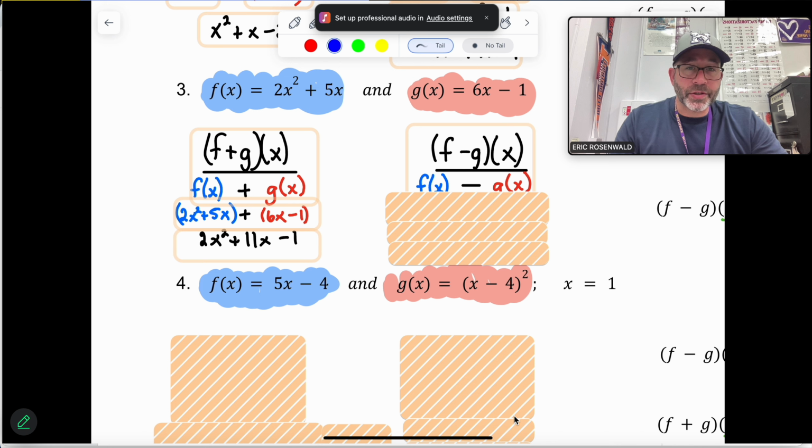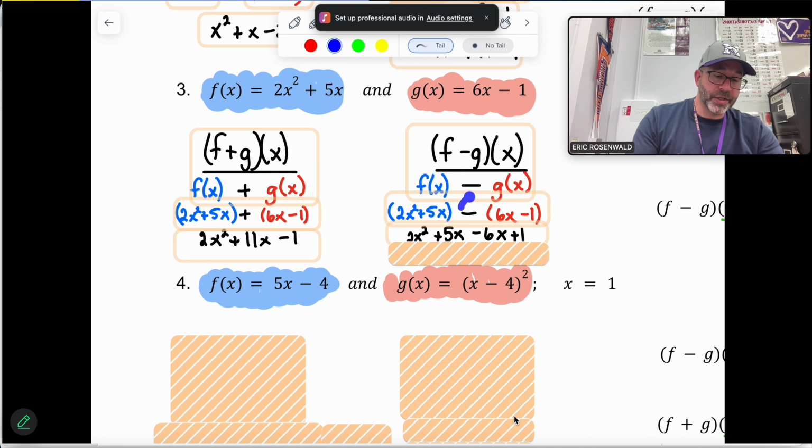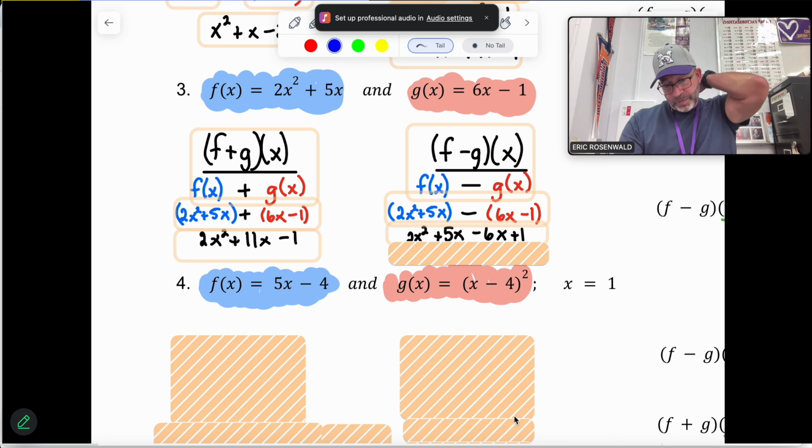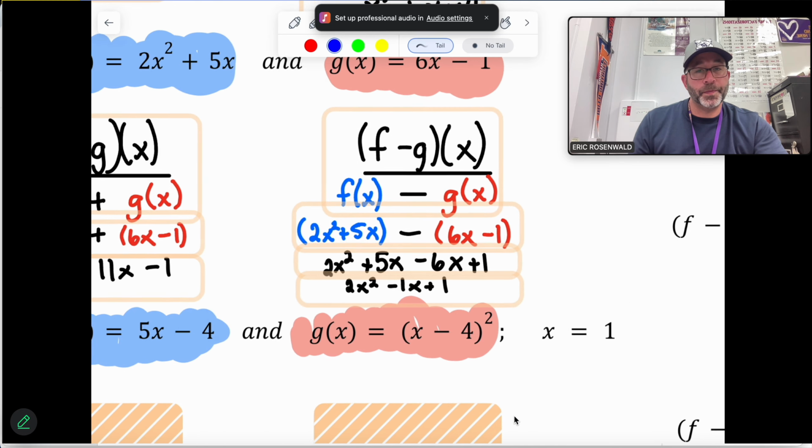F minus g of x, take the f of x and replace it with 2x squared plus 5x and g of x with the 6x minus 1. We have a minus here. Remember that the minus distributes, and we end up with a negative 6x and a positive 1 this time, because that negative is going to convert this negative into a positive. Okay? Combine like terms, we end up with 2x squared minus 1x and plus 1.